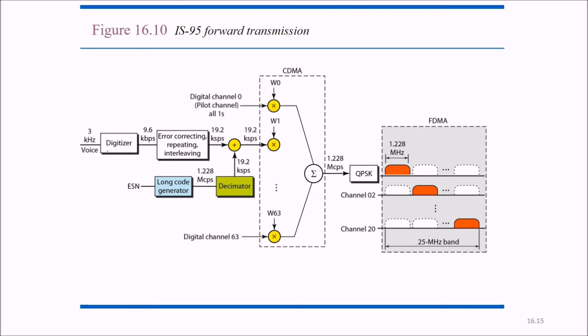So what about the IS-95, that is CDMA plus FDMA? In this, say you have 3 kilohertz voice, it is digitized to 9.6 kbps. Then you have error correction, repeating and interleaving, that makes it 19.2 kbps. Now you have a long code generator and decimator that combines with your incoming data, and that goes to the digital channel, because CDMA is basically different codes for different data. So different codes are being added, and once these are added, they are combined, then it goes to QPSK. There are various channels and you can utilize any of these. This is FDMA along with CDMA.